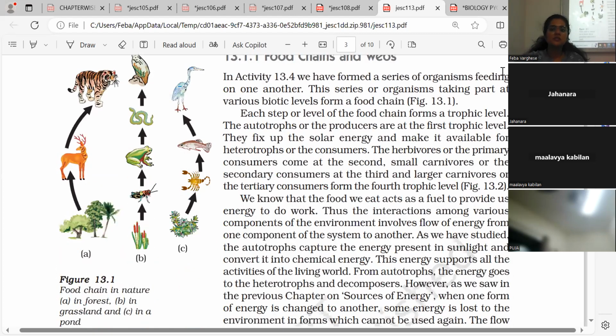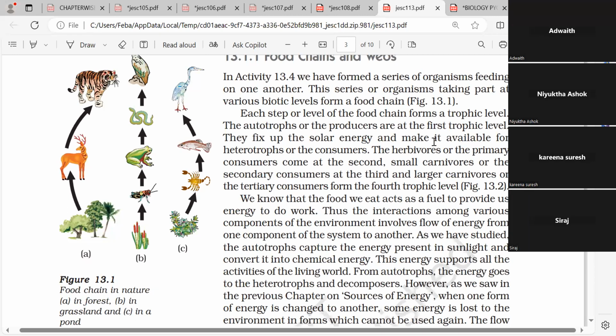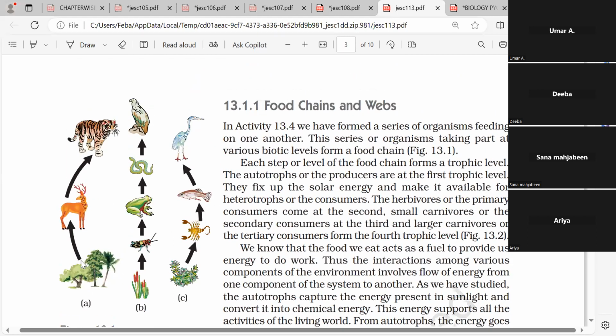Now, what is a food chain, guys? Food chain is the steps of trophic levels through which the transfer of energy happens in an ecosystem. It begins with the producer and ends in a tertiary or secondary consumer.